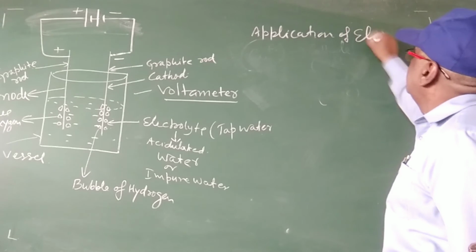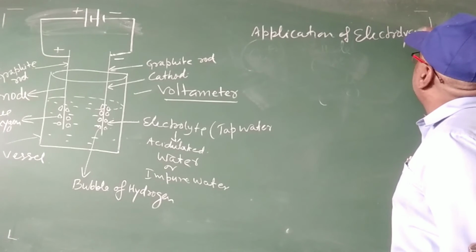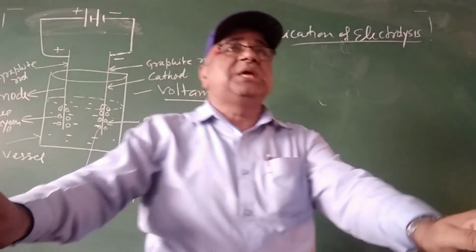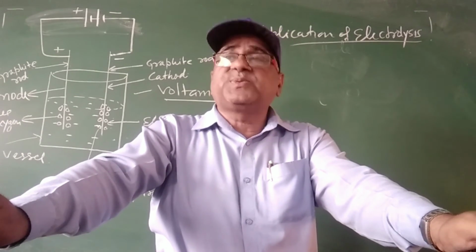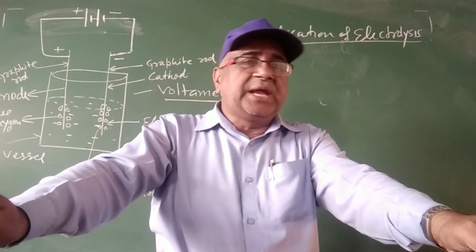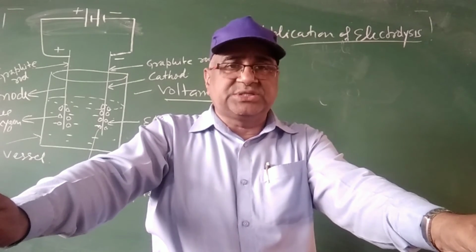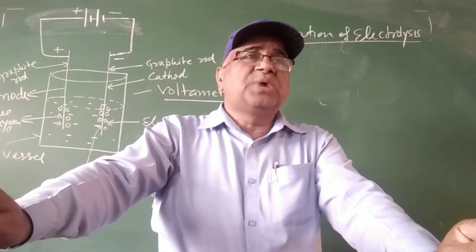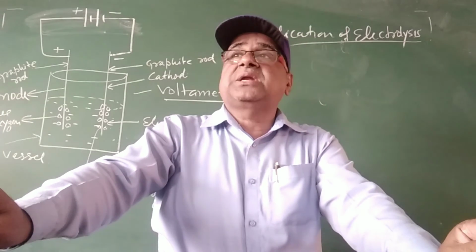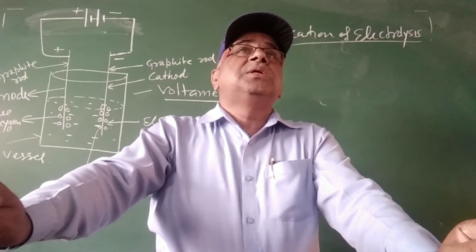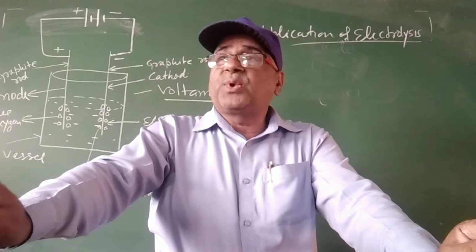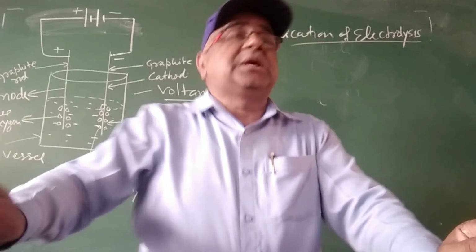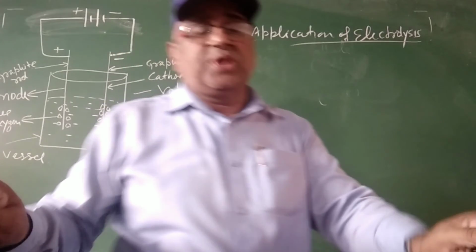Electrolysis has wide application in our practical life, that is in extraction of metals from the ores, which is done with the help of electrolysis process. As for example, to extract copper, to extract aluminum, to extract any other such materials, electrolysis process is used. Electro refining of metal is the second application of electrolysis.